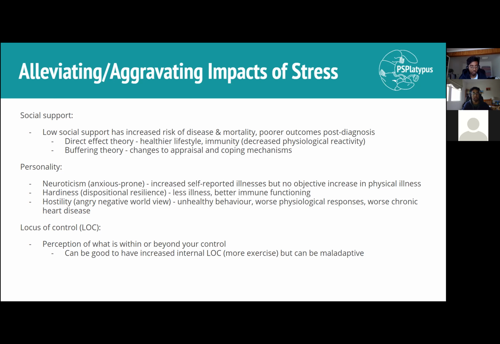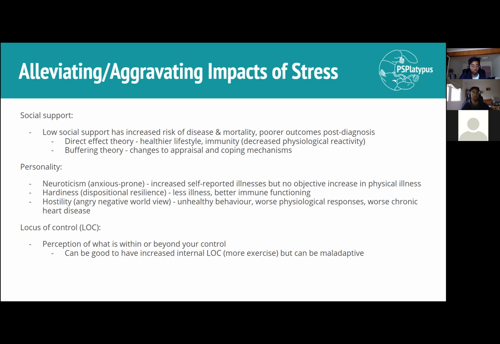Personality. There are three different types of personalities that we talk about, and they interact with stress in different ways. Neuroticism, so that's an anxiety-prone personality. There's an increased self-reporting rate, but actually no objective increase in illness. So that's good. Hardiness, which we define as dispositional resilience, so just resilience in general, leads to actual physiologically better immune functioning and less illness. Hostility, so if it's an angry personality with a negative worldview, that leads to unhealthy behavior, worse physiological responses, and worse chronic heart disease. So that's bad.